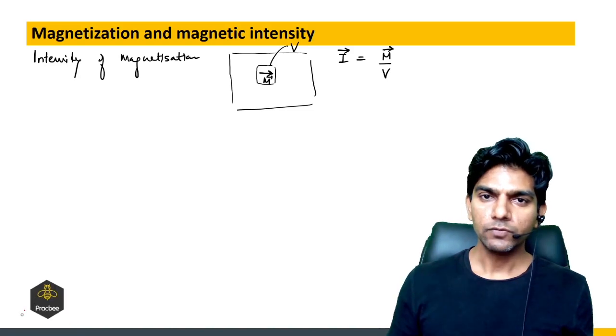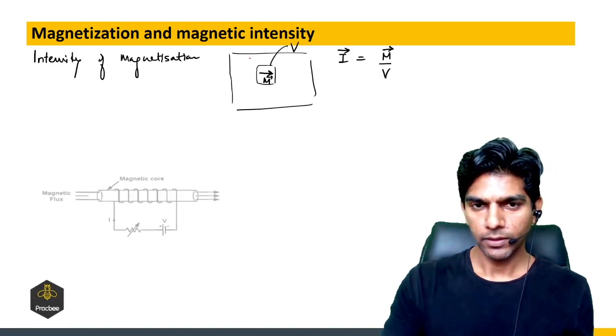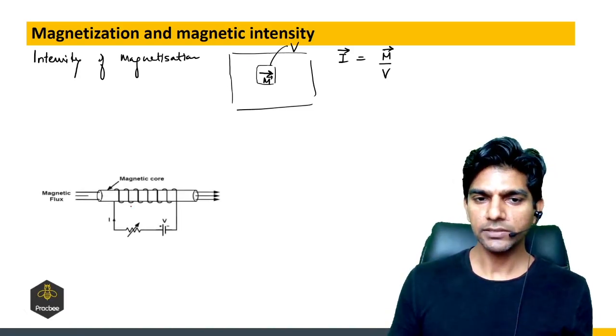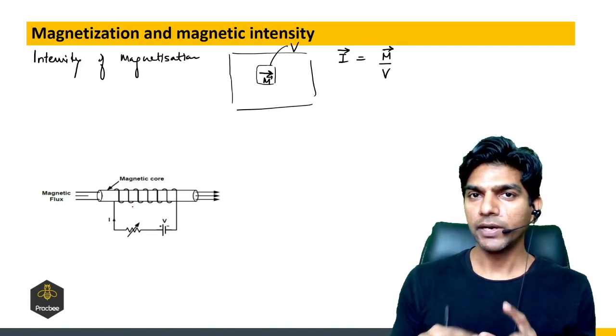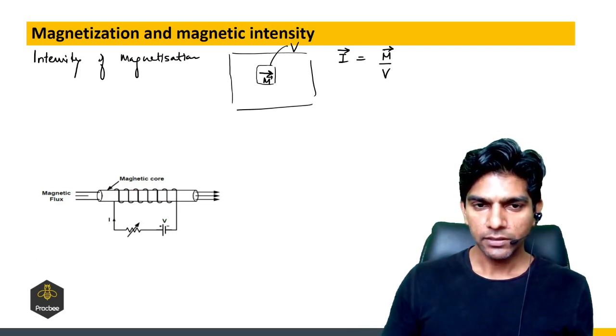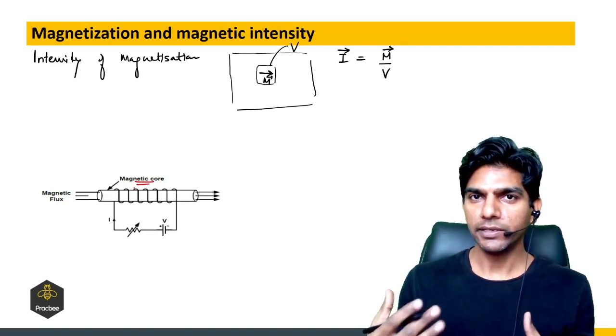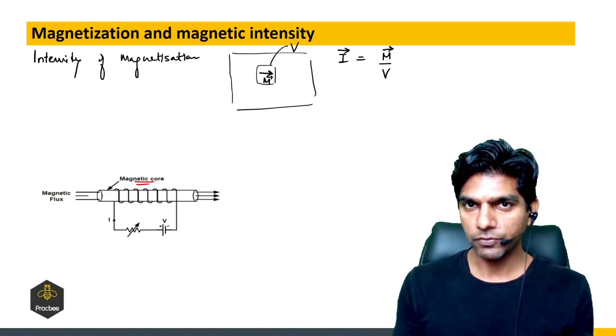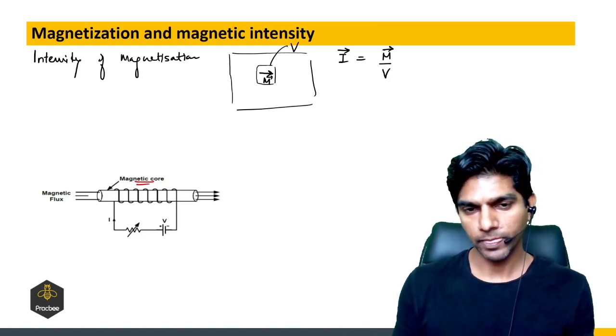Now let us understand what is magnetic intensity. Let us take a case of a solenoid, and we can pass current through that solenoid so that we can have some magnetic field inside the core. And there is a magnetic core, right? So there is a material which gets magnetized if you pass magnetic field through it.